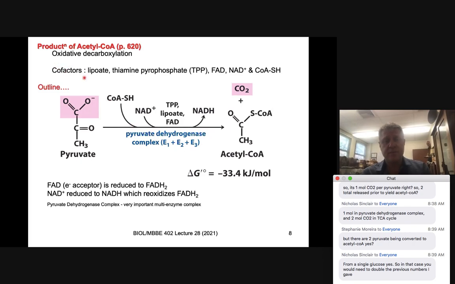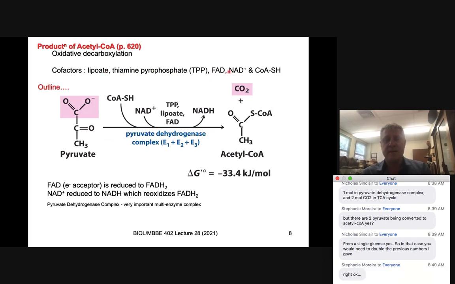So with this particular 3 enzyme complex, we have lipoate, thiamine pyrophosphate, FAD, NAD, and CoASH enzyme, all being cofactors in regards to undertaking this oxidative decarboxylation, because we're going to be removing the carboxyl group and the first carbon of our pyruvate molecule. So remember, this is originally coming from glucose, and we're going to be removing that first carbon constituent and releasing then carbon dioxide. So this is the first issue of releasing carbon dioxide.